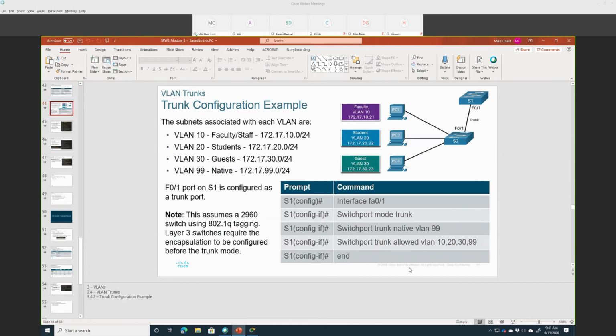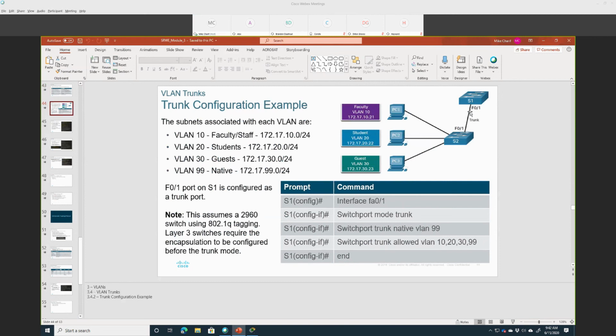So this is like a configuration. We already talked about the VLAN 10, 20, 30, 99. Once you configure, for example, interface FA0/1, and it's connected to, this is a trunk port, okay? And you go switchport mode trunk, which is good. And you put switchport trunk native VLAN 99. The minute you put native VLAN 99, you're going to have an error, okay?